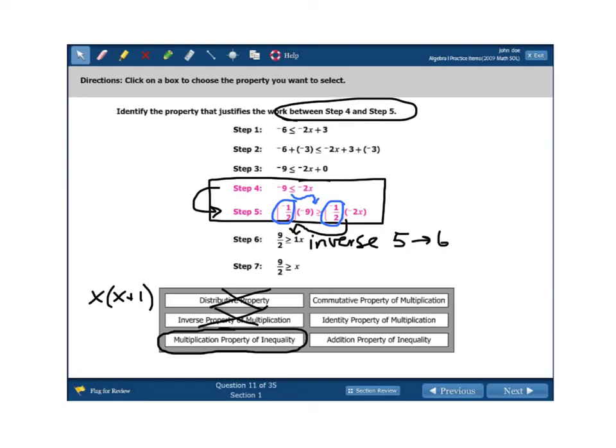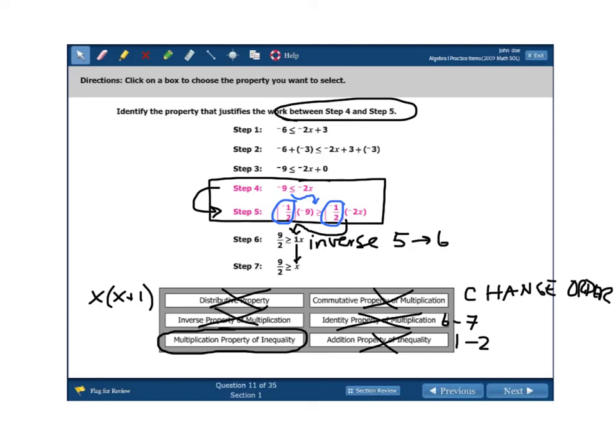How about commutative property? Nope, that's change order. Identity property of multiplication, that would be from 6 to 7. That's step 6 to step 7. Anything times 1 is itself, so they drop the 1. Addition property of inequality, that would be from steps 1 to 2. Not that difficult a problem after all.